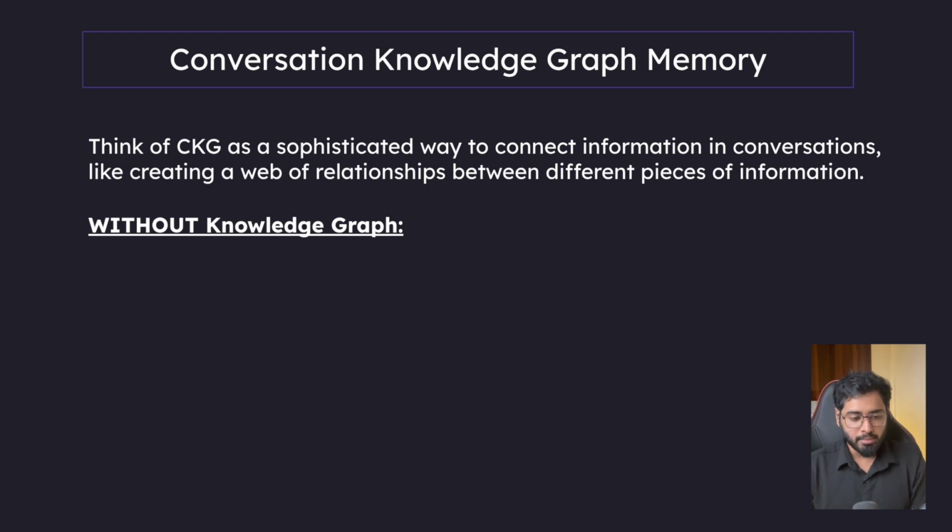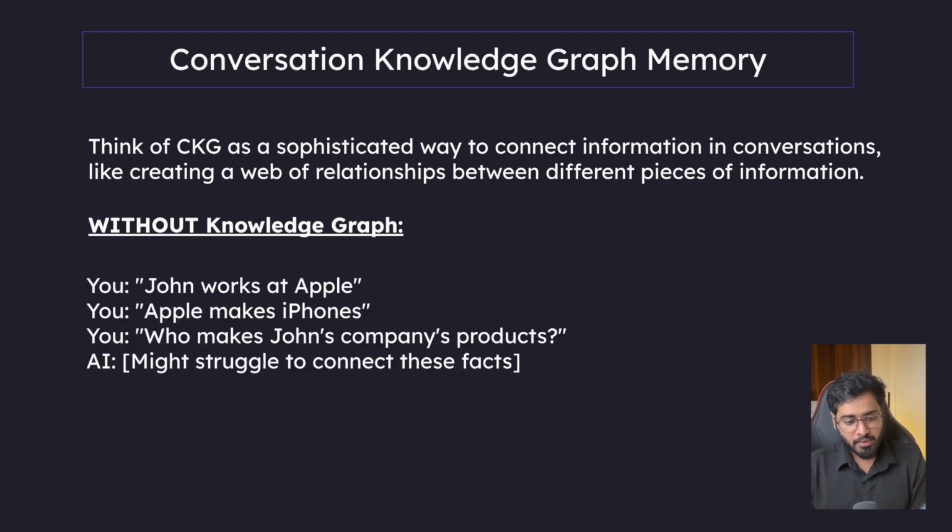So let's look at an example. Without a knowledge graph, what happens? I can say John works at Apple. Apple makes iPhones. Who makes John's company's products, right? AI might struggle to connect these facts. Imagine this is pretty straightforward. You might argue that the LLM can figure these things out, but imagine there are so many different relationships that happened in the past. The LLM might struggle, or there's a lot of noise. It is not a clear signal for the AI to go and fetch the relationships, right?